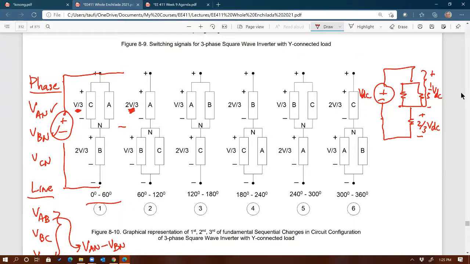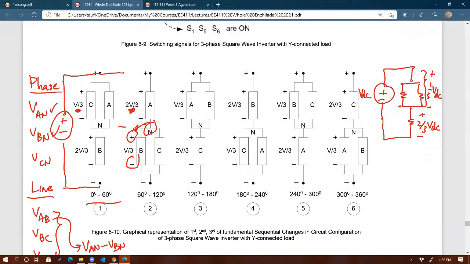The one in parallel this time is B and C. So therefore, each of these will see 1/3 of the input voltage. However, the polarity flips, because N is now also connected to the plus side. So if I ask you to determine VBN at this point, it should be negative of VDC over 3. Agree? Because again, the N is on the positive side.